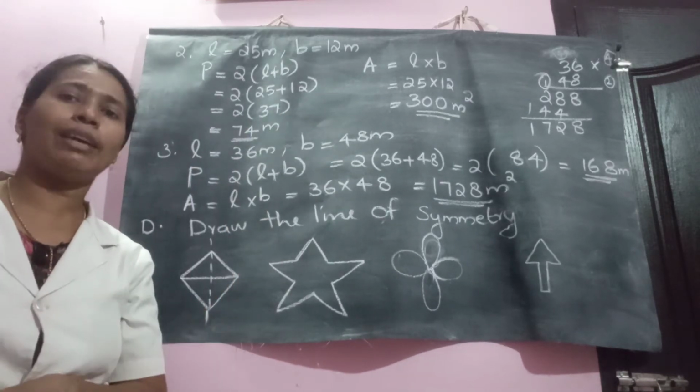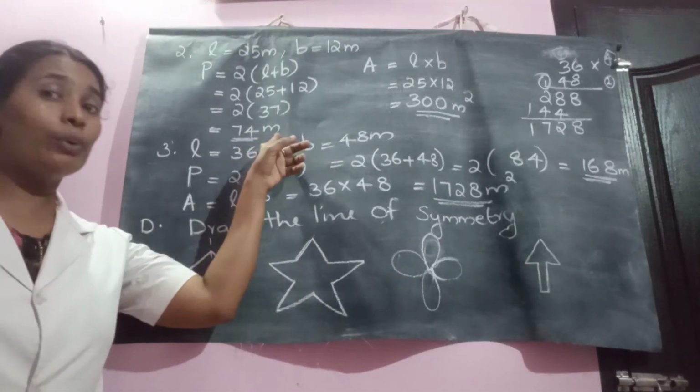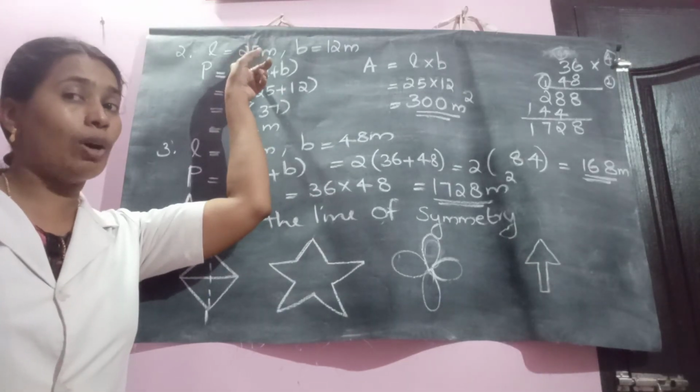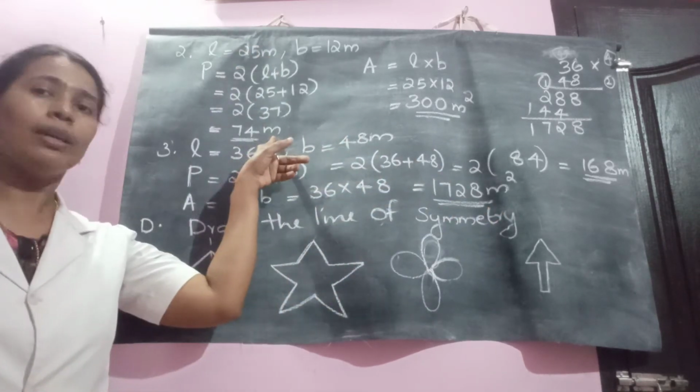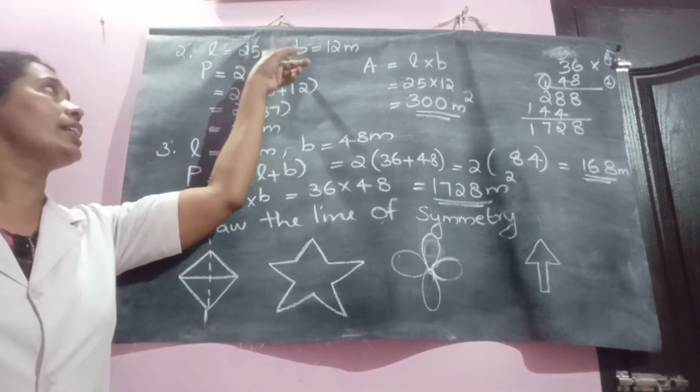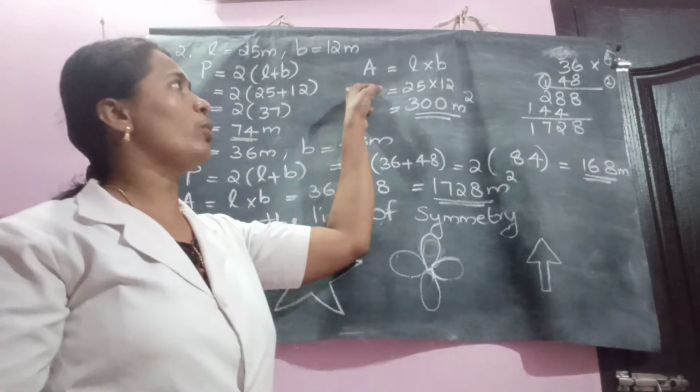Double of 37 is 74. Perimeter is the total length, so the unit is meter itself, as given in the question. Follow the same. Okay. Then next the teacher is doing area.